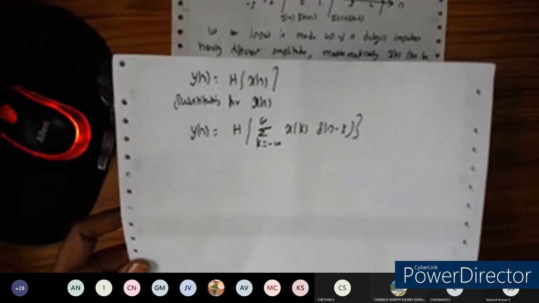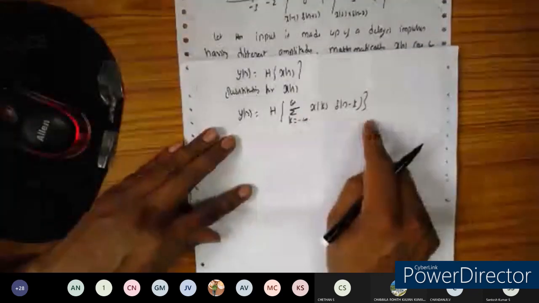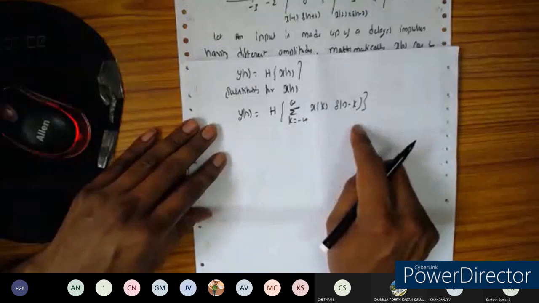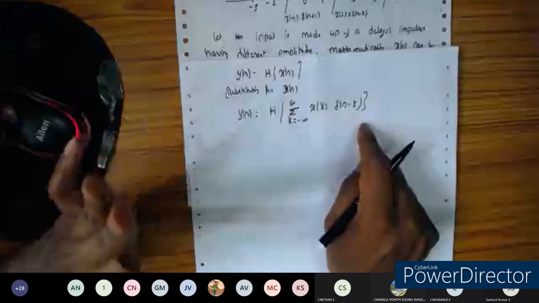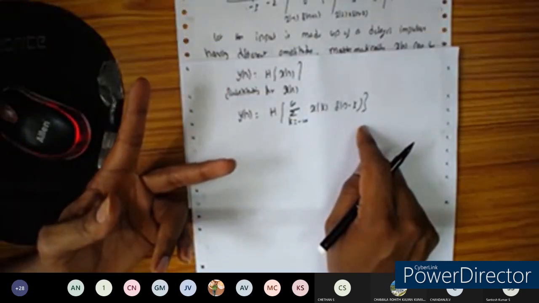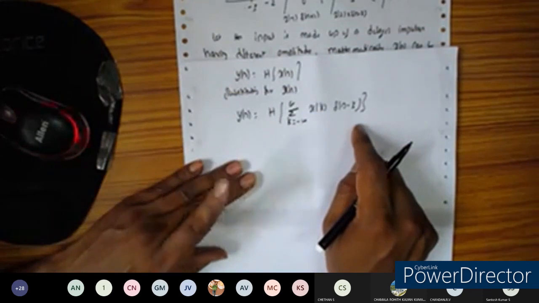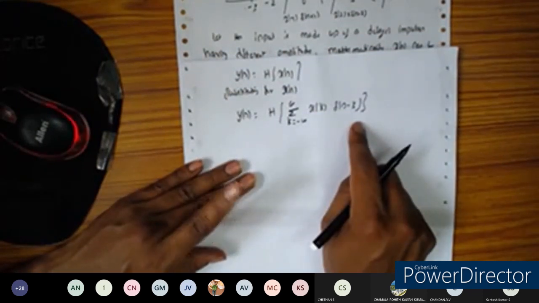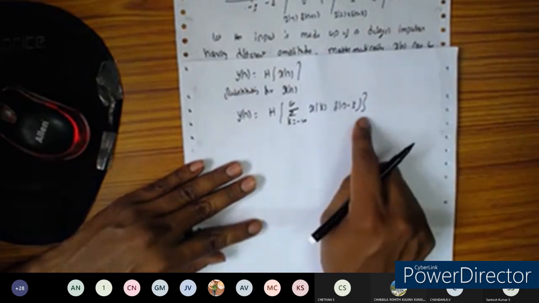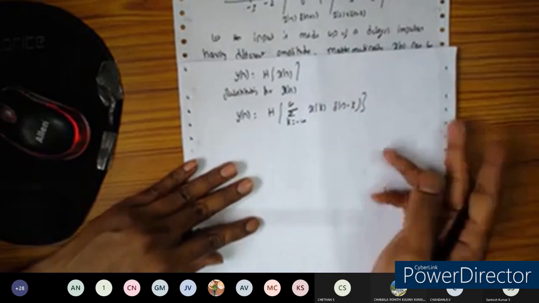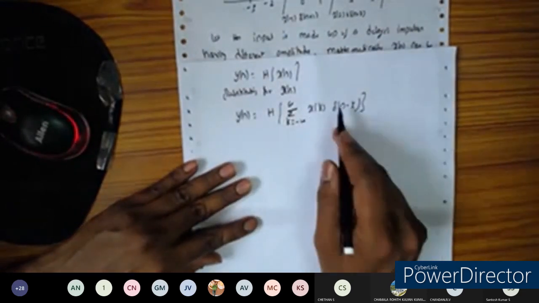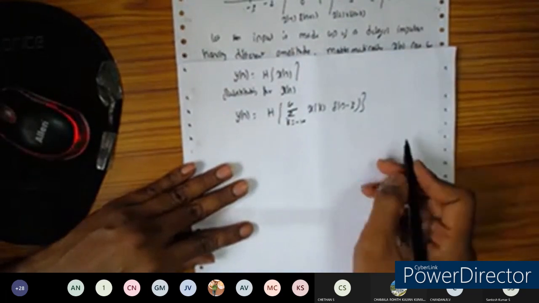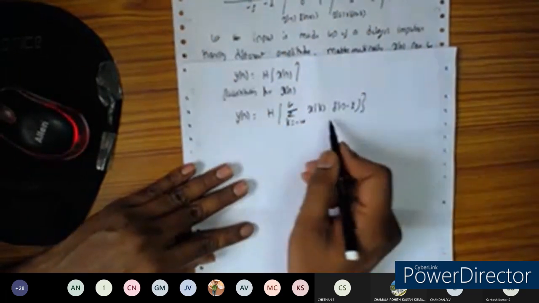Right now, I'm going to apply the properties of linearity and time invariance. Linearity satisfies two properties: the scaling property, also called the homogeneity property, and the summation property, also called the superposition property. These two together are called linearity. The other one is time invariance, which means a time shift in the input signal results in an identical time shift in the output signal. You can note that down here.